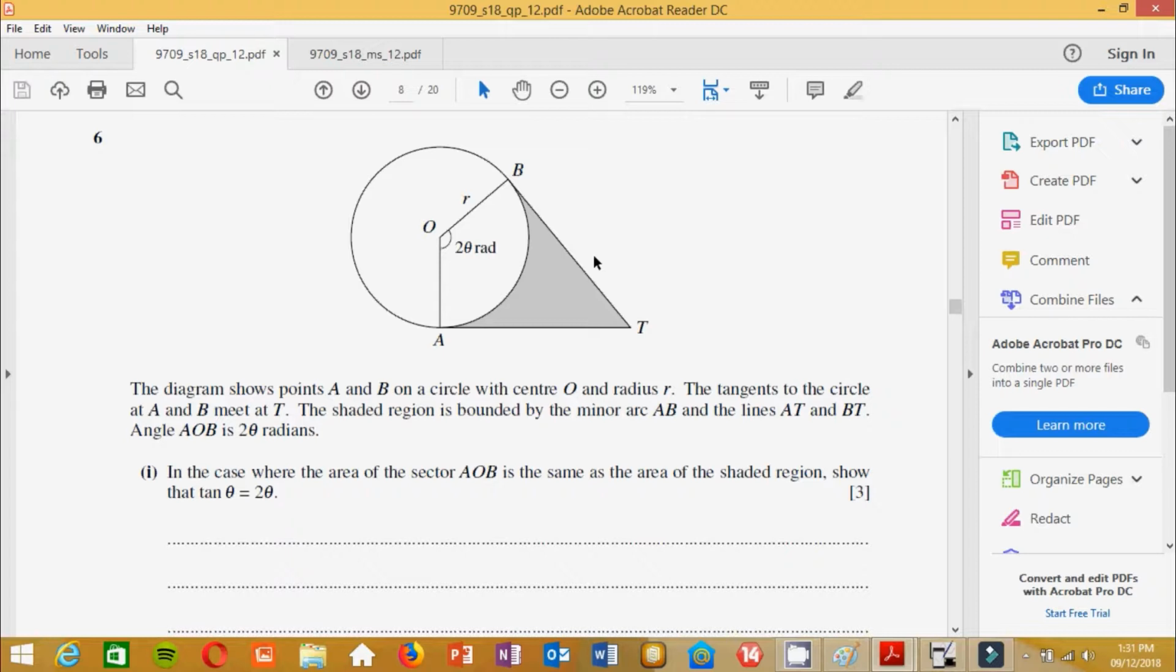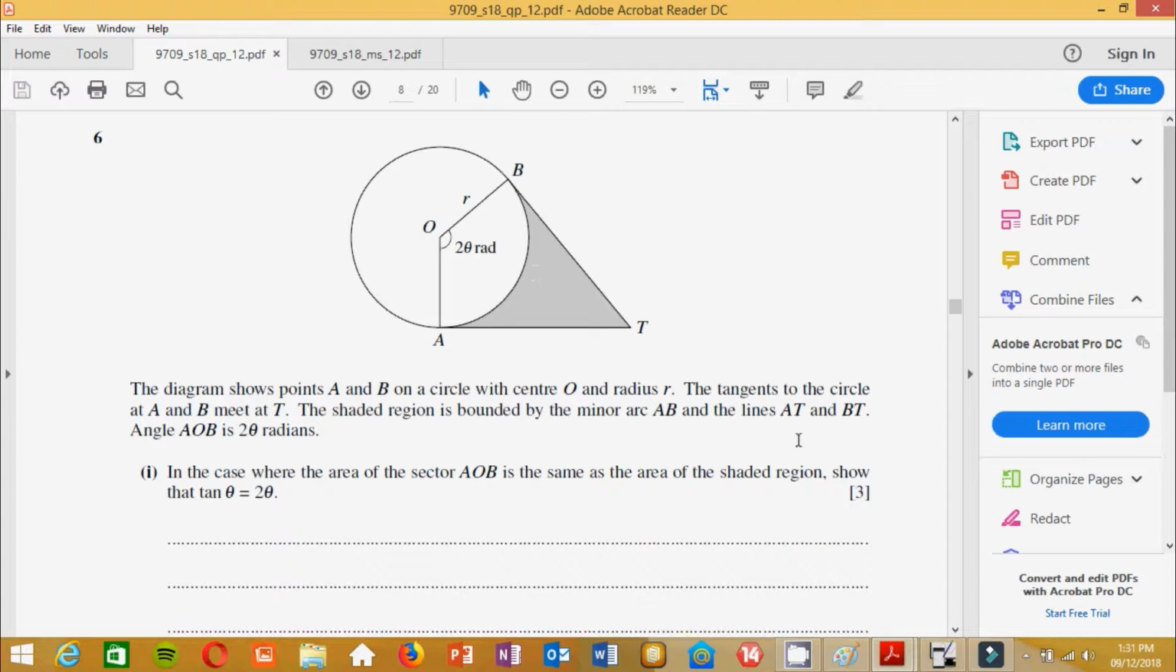And another concept that you learned in circle theorems as well is that when you do have that tangent touching the circumference of the circle, if you draw a straight line from the center of the circle to that tangent, the angle is 90 degrees. So we know that this angle is 90 degrees and we know that this angle is 90 degrees. So this statement alone has told us two things. The tangents to the circle at A and B meet at T. That statement has told us two things. One, that these two angles are 90 degrees, and two, that BT is equal to AT.